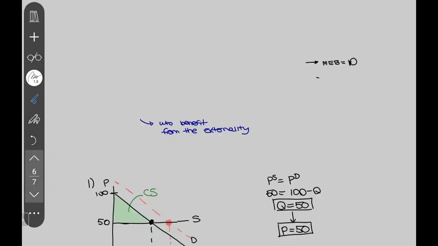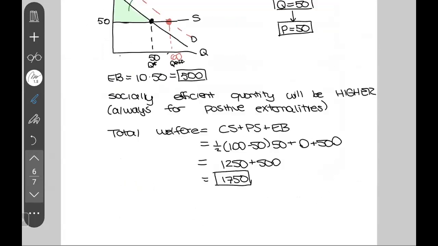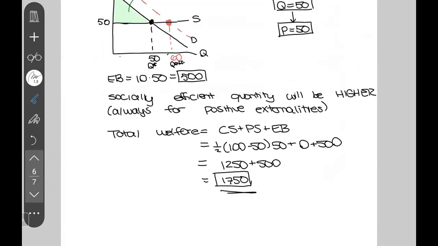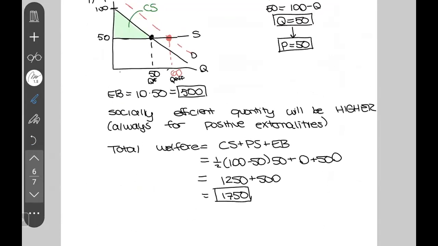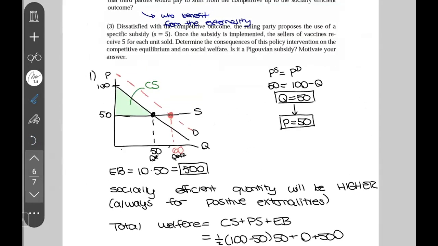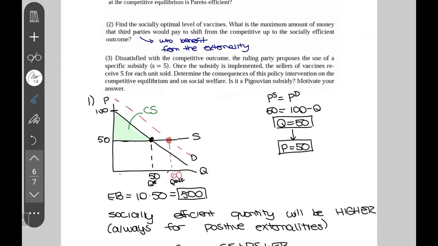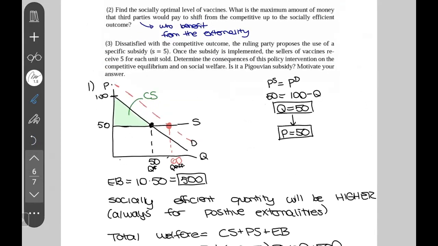And I think we calculated it before as well. Yeah, we had 1750. So it's definitely better. It's an improvement. But it's not going to be as high as if you had calculated the social efficient one. And that would basically be all of this here. So if you calculated that, that's going to be even higher, which again implies that we're not maximizing the social welfare.